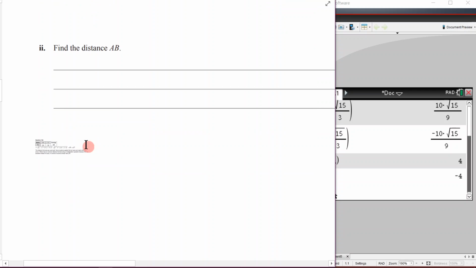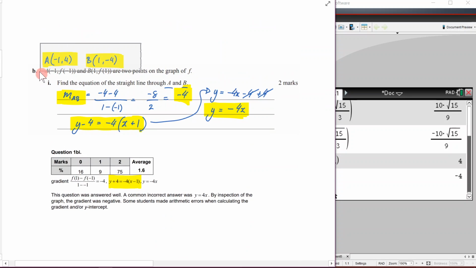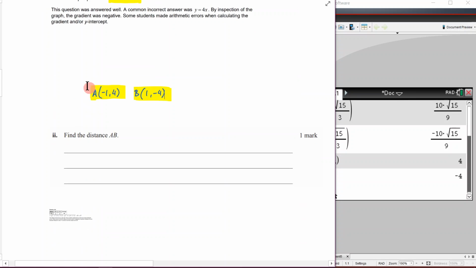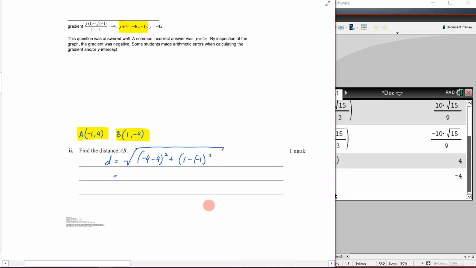Okay, let's keep on chugging along now. The next thing we need to do is find the distance AB. So I'm actually just going to remind myself what these are. And then once I've got these A and B, I'm just going to use my distance formula. So hopefully you all remember your distance formula. Your distance formula is going to be the square root of the difference in my y's, so minus 4 squared, plus the difference in my x's, minus 1 squared. And I'm not even going to attempt to do this by hand. I believe this is a simple 1 marker.